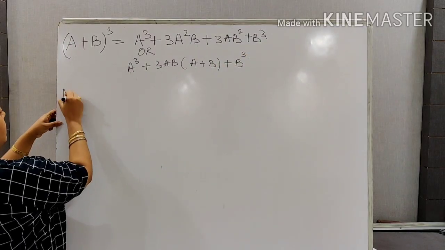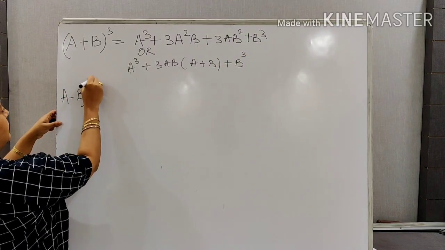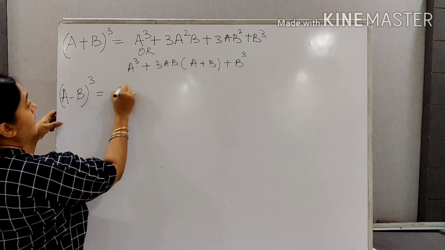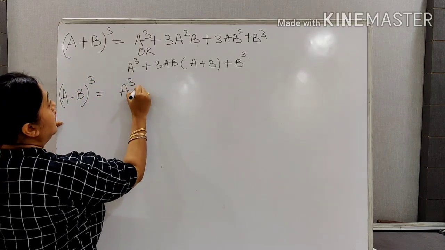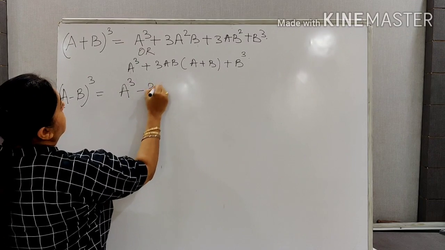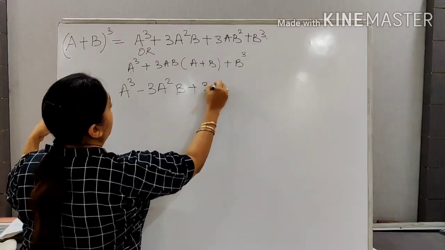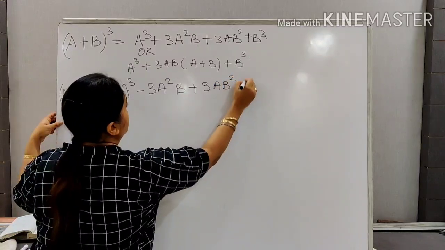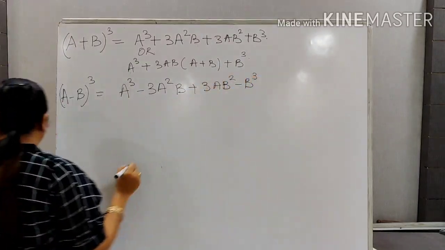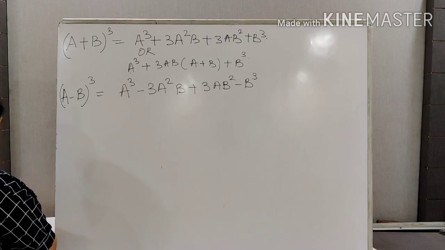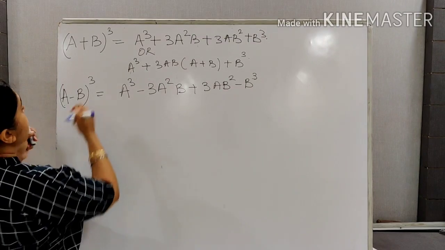Similarly, when we are doing the questions of the sort (a minus b) whole cube, it will be equal to a cube minus 3a square b plus 3ab square minus b cube. So what is the difference between the two identities? दोनों identities के बीच में difference क्या है?